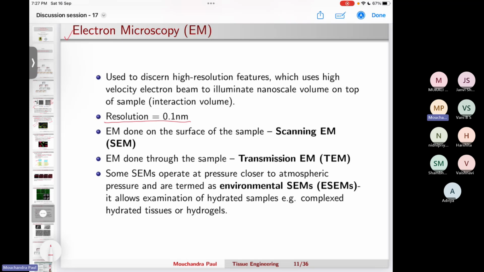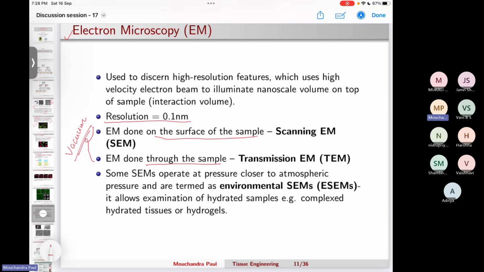If the beam of electrons is falling only on the surface of the sample, then that form of electron microscopy is called scanning electron microscopy, or SEM. If the electron beam is going to pass through the sample, then it is going to be called transmission electron microscopy, or TEM. And all these microscopic techniques are performed under vacuum conditions. Okay, air cannot interfere with the electrons that are coming from your source.